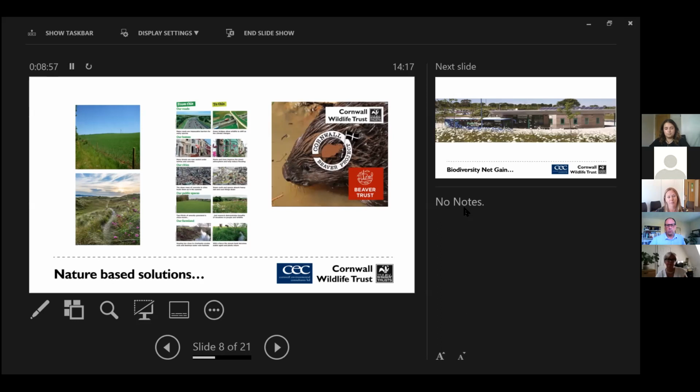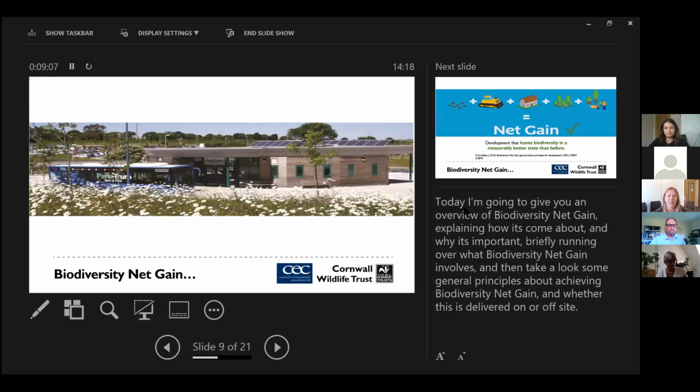So we're currently working with the Environment Agency and others to look at more beaver reintroductions in Cornwall and across the country. So that's a whistle-stop tour, an introduction into Cornwall Wildlife Trust.